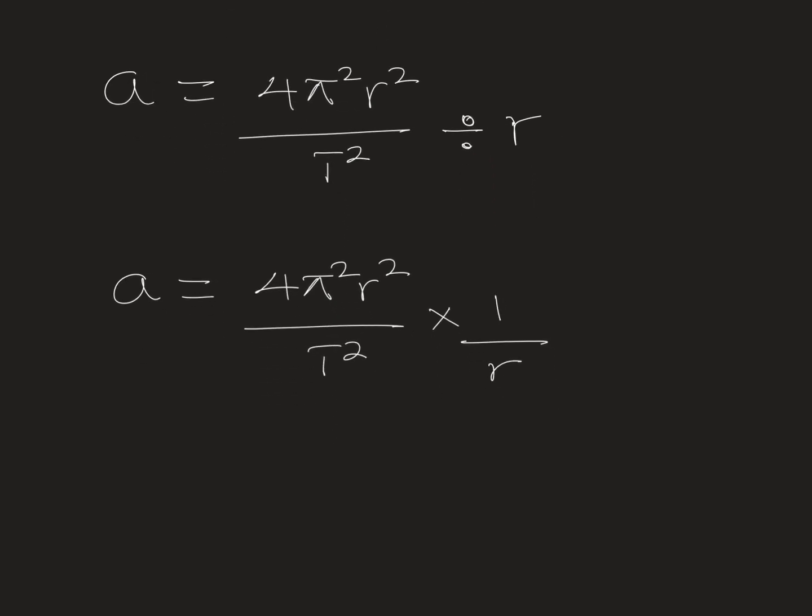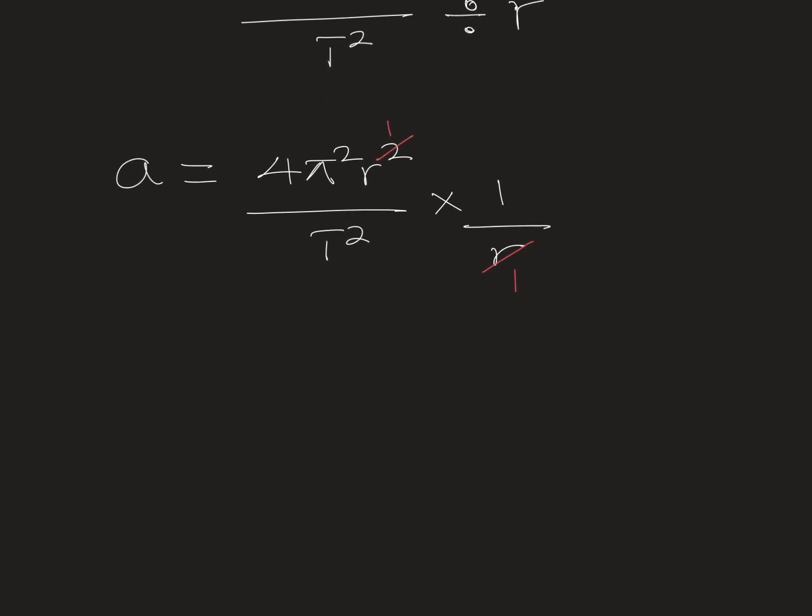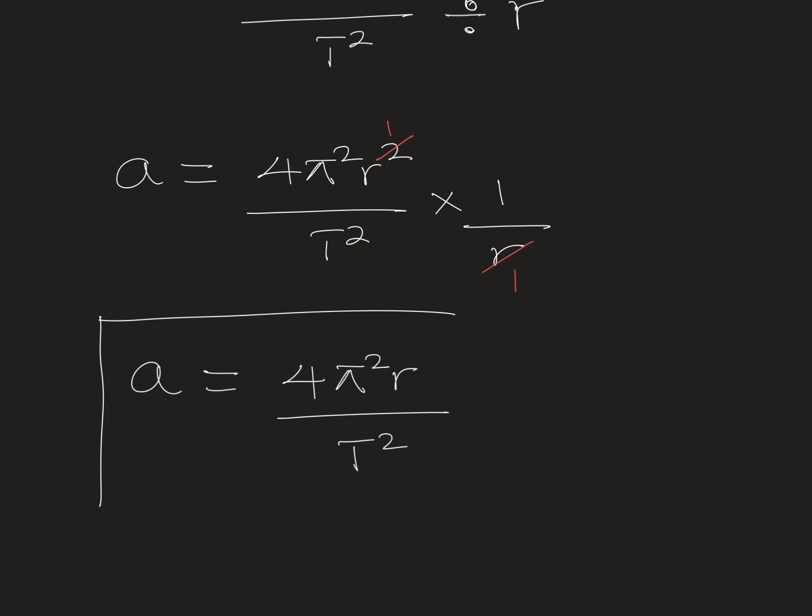So what is going to happen here? This R goes into itself once and cancels one of the R's. What will we have then? We are going to have acceleration equal to 4 pi squared R divided by T squared. So this is also another formula for acceleration.